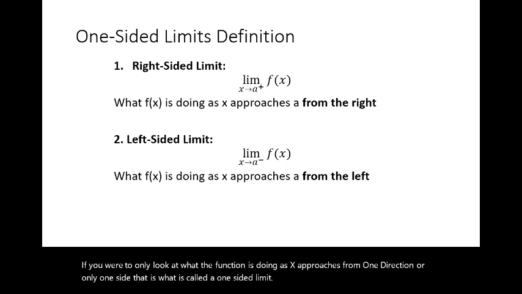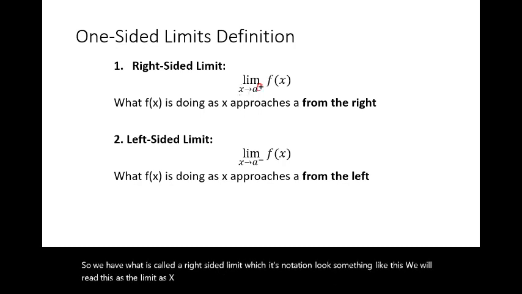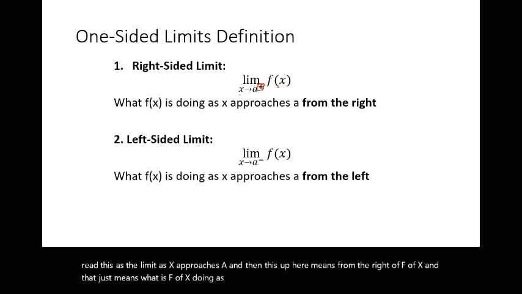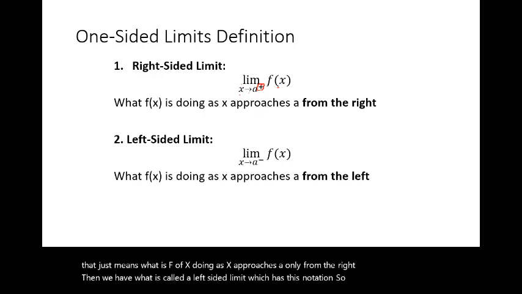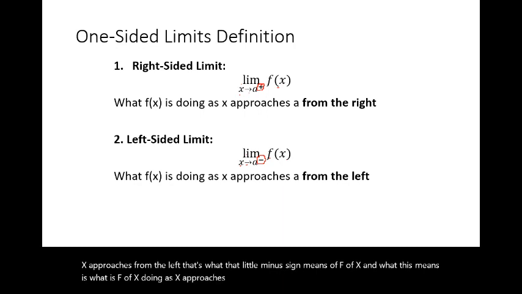So we have what is called a right-sided limit, which its notation looks something like this. We will read this as the limit as x approaches a, and then this plus up here means from the right, of f of x. And that just means what is f of x doing as x approaches a only from the right. Then we have what is called a left-sided limit, which has this notation. So this is read as the limit as x approaches a from the left, that's what that little minus sign means, of f of x. And what this means is what is f of x doing as x approaches a only from the left.